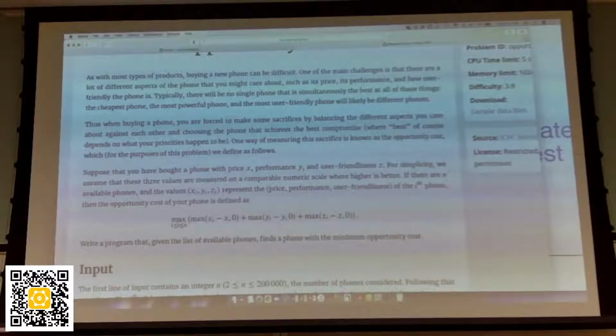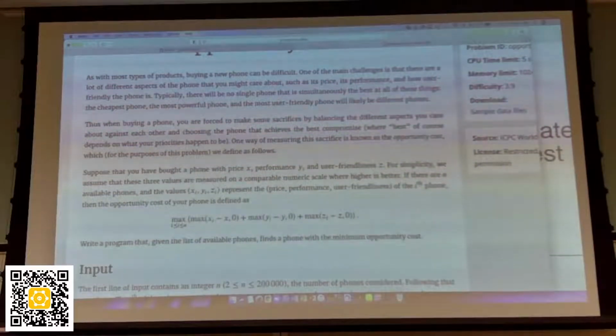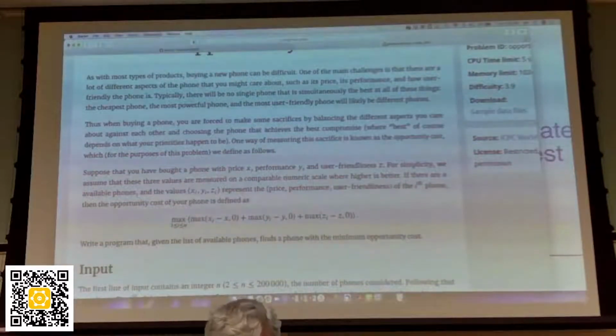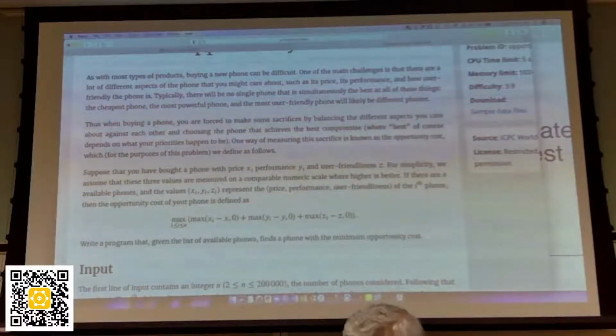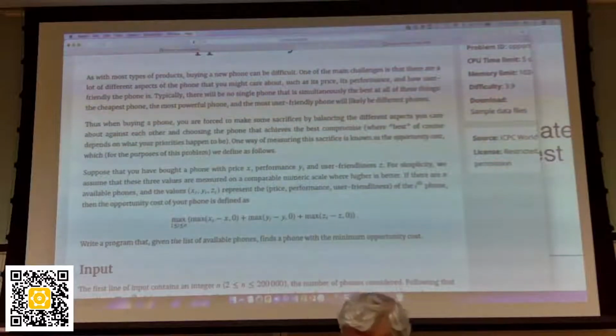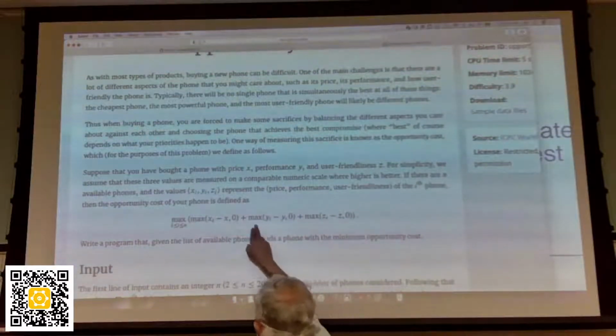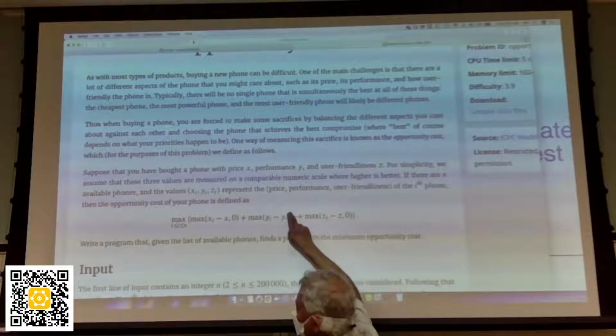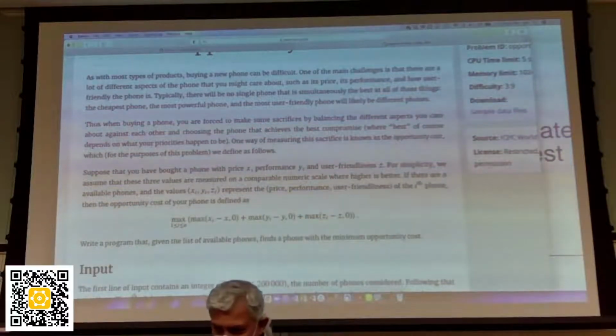Something like that. So if your phone is better in terms of price, in terms of performance, and in terms of user friendliness than all the other phones, then opportunity cost is 0. That's how this is defined, right? So you want to know what is the cost, what is the price you paid for missing an opportunity, something like that, right? So we need to stare at this definition and make sure that we understand this. This is a weird definition.